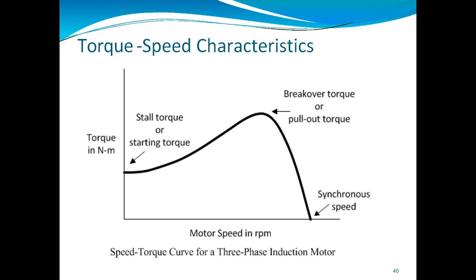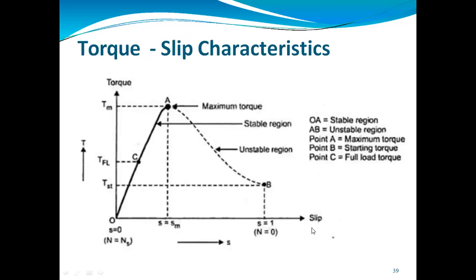After that, the value of torque will decrease, because here you will get the synchronous speed. Synchronous speed is nothing but ns, because here you will get s equal to 1, and here we are neglecting the value of 0. Here we are considering only the synchronous speed, because we have the slip s. s is nothing but (ns minus n) upon ns.